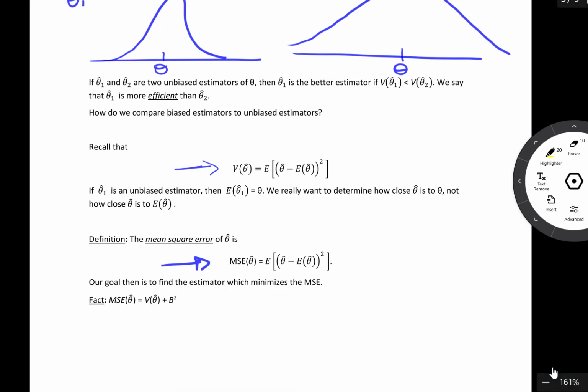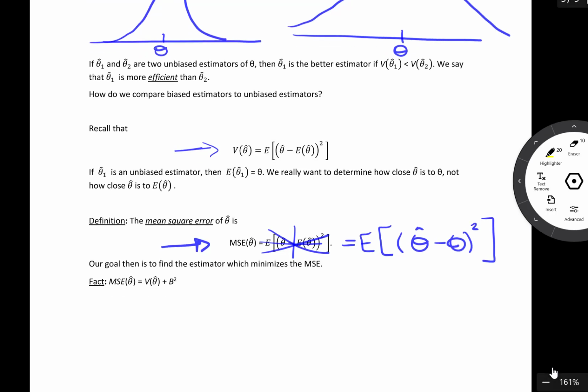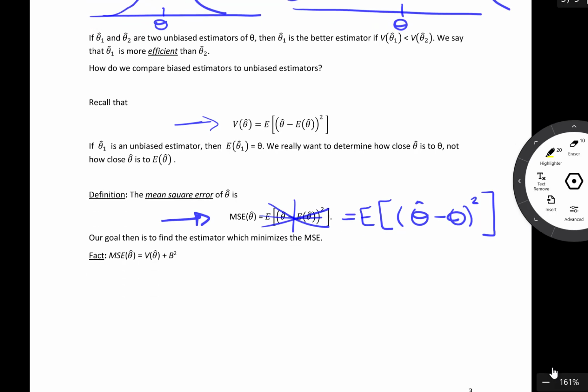Oh, and I just realized there is a typo here, so let me fix this. I'm actually going to fix this in your notes because that's incorrect. This should say the expected value of theta hat minus theta, squared. Now that makes more sense, otherwise we would have just had the variance again. So our goal is to find an estimator which minimizes the MSE. And here is a useful fact. The MSE of theta hat is equal to the variance of theta hat plus B squared, or the bias squared.